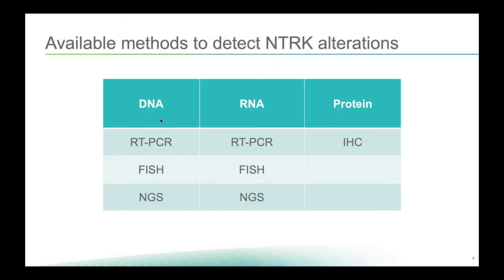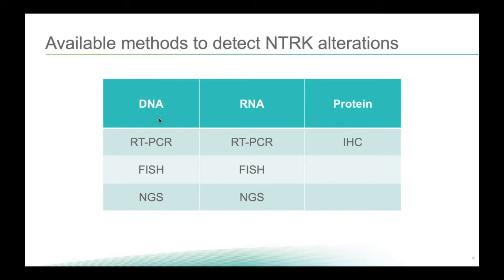So what is the toolbox that we have in the lab? If we look at the DNA level, we can use reverse transcriptase, real-time PCR, or FISH, or NGS. Similarly, on the RNA level, we can use the same methods. At the protein side, we can use immunohistochemistry. And I'm only listing here just these methods, but in reality, there are tens, if not hundreds, of different methods, but these usually are the clinical methodologies that are used in standard of care pathology departments.